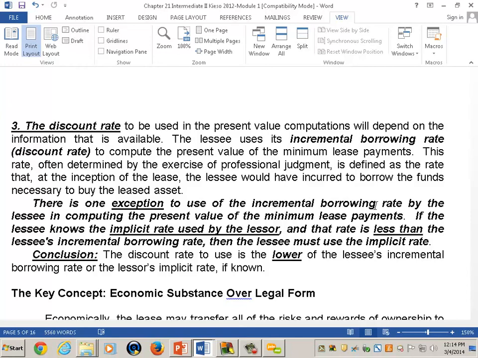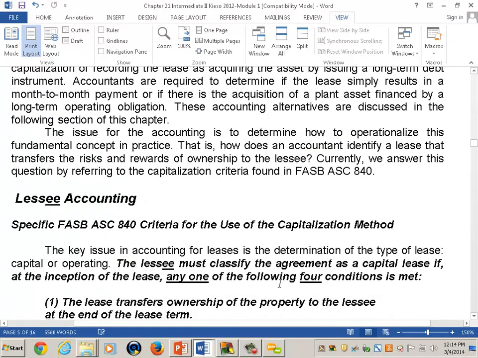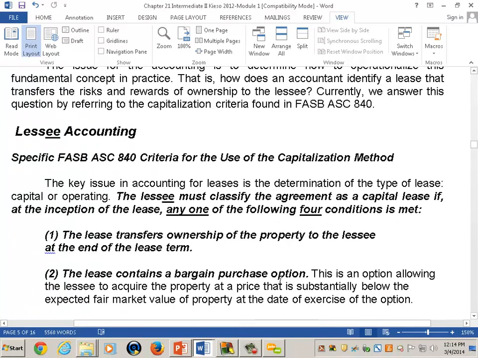All right, so that's basically the background. The key concept, again, is economic substance over legal form. Now, how do you operationalize this? So, in other words, when we look at this theory, how do we operationalize it? Well, under U.S. GAAP, we have separate conditions for the lessor and the lessee, whereas under IFRS we don't. But let's start with the U.S. GAAP conditions. And these are 4 criteria for capitalization.